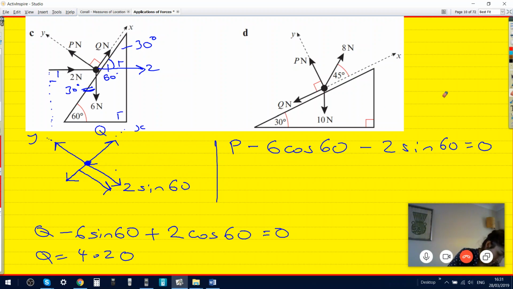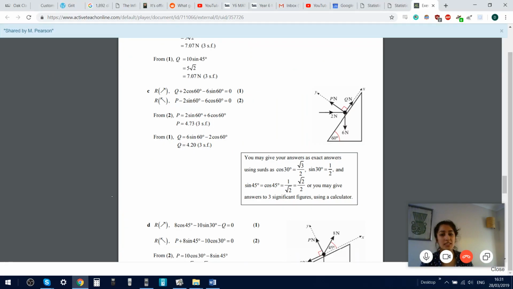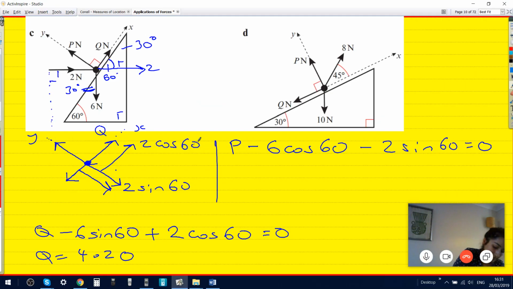Right. What's the answer? You tell me. I hope people do that this time. No, that doesn't look right. Hang on. 4.73. Where was this one? 4.73? Yep. Yeah. 4.73 newtons. Any questions about those?